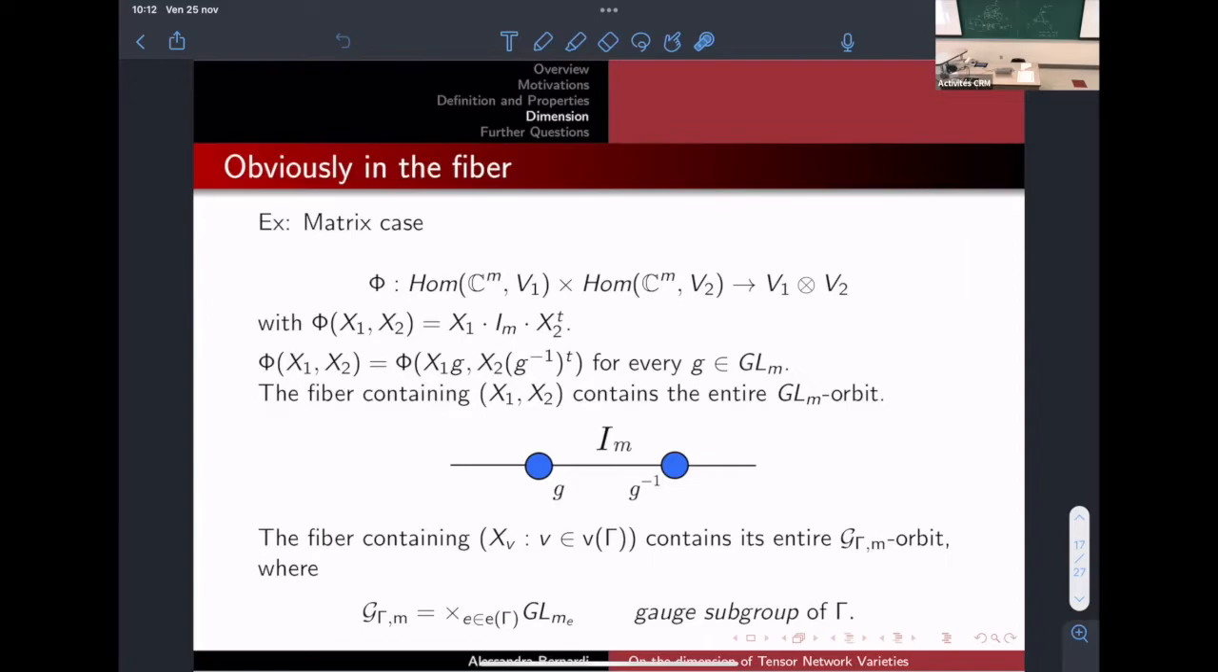And so if you collect this information together, you get that in the pre-image, you have the whole, it's called the gauge subgroup, that is the product of all the GL of the bond dimensions here, in your fiber. This is something that you always have in your fiber. And the generic point in this case means just matrix of rank m, or? Yeah. Because matrices is easy. Here you have all the matrices up to rank m, and so a generic one is the highest one.